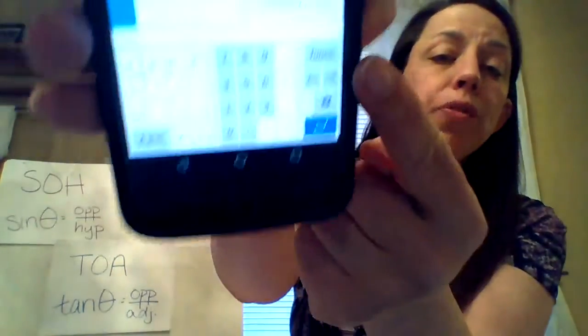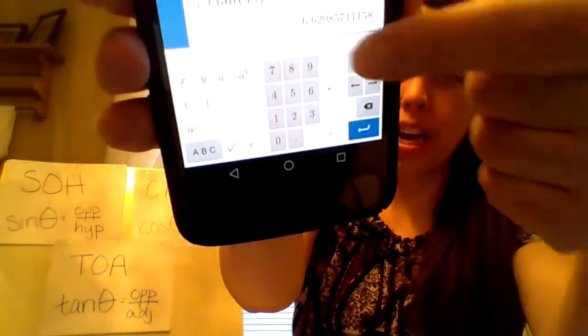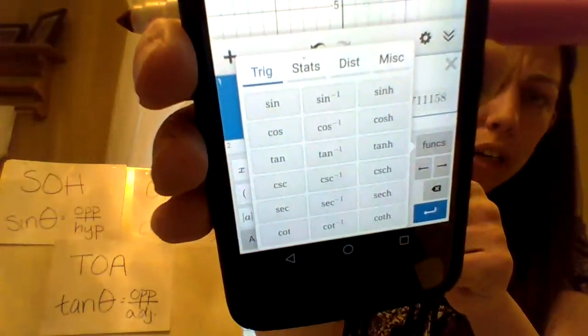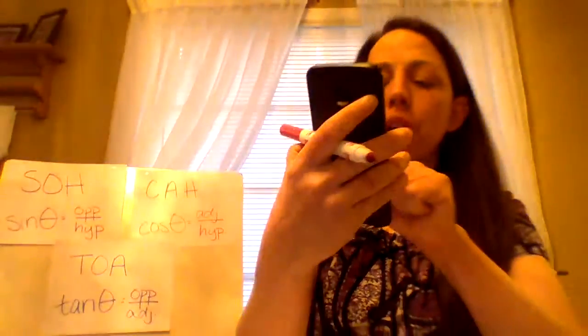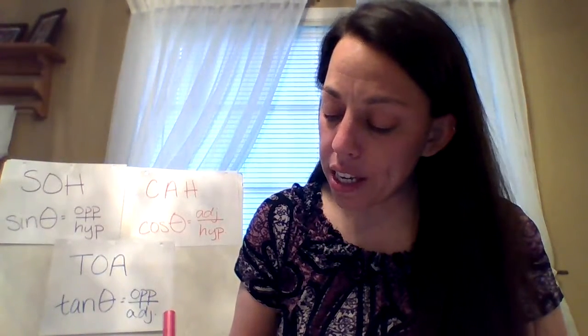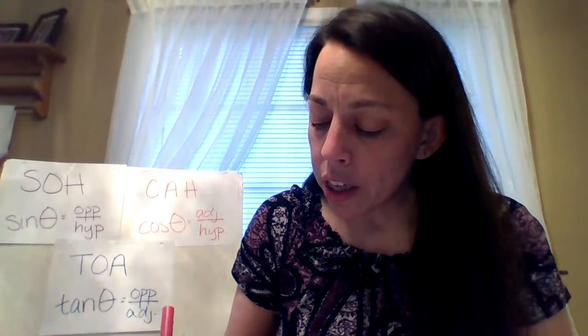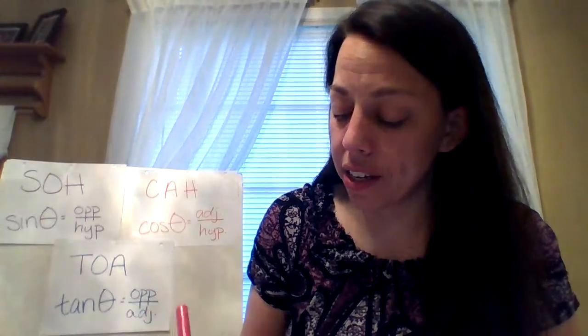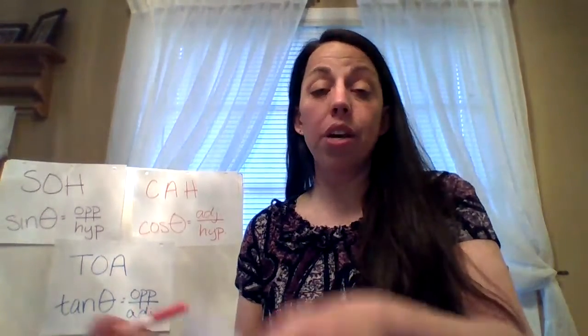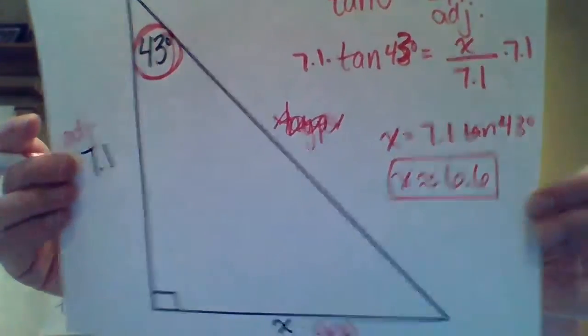Or if you're using your phone like I am, there's this function button right here. And if you click on function, it usually pops up and there's all your trig functions right there, and just select what trig function you need. And so x should equal 6.62. The 2 tells us to keep the 6 rounded down to a 6. Thank you very much. There you go.